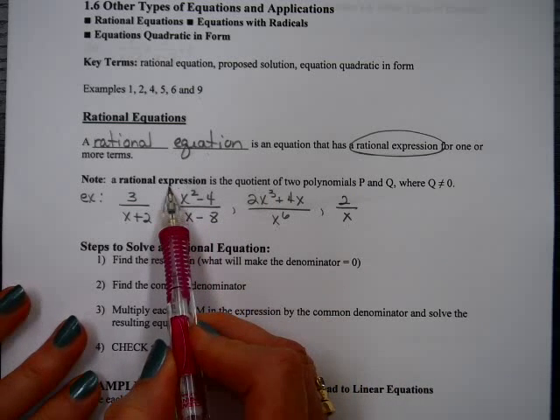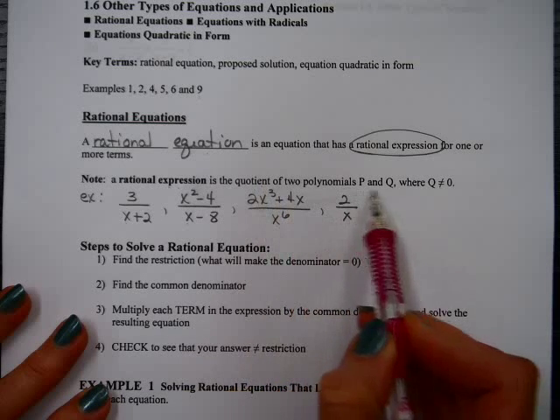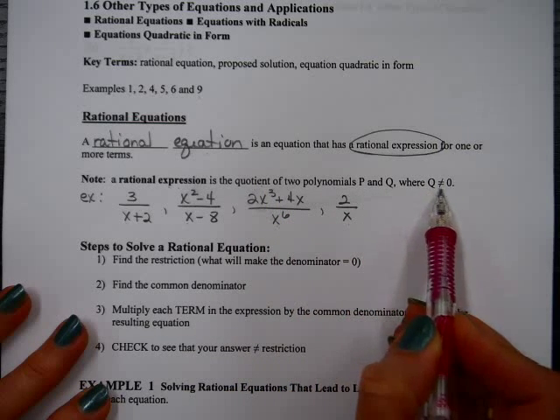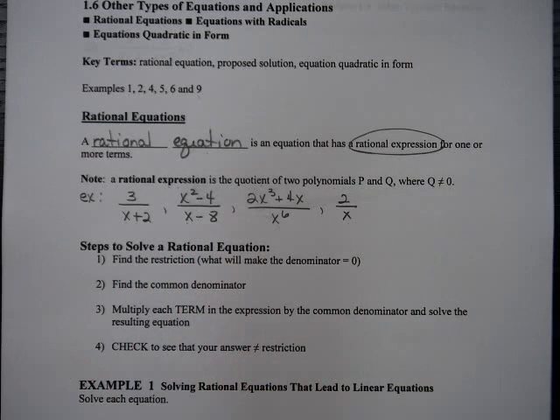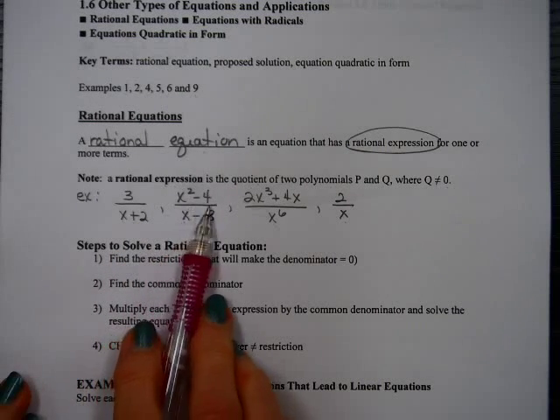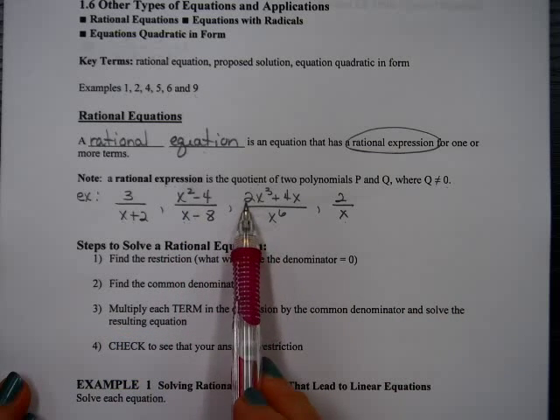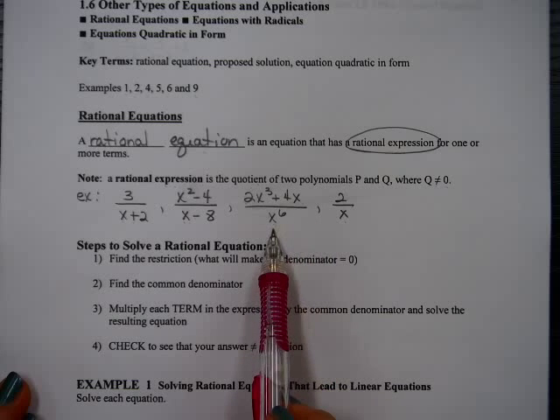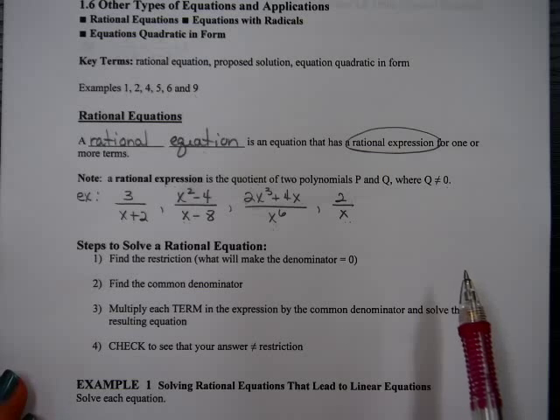Now, to remind you, a rational expression is the quotient of two polynomials, p and q, where q can't be equal to 0. Here are some examples of rational expressions. 3 over x plus 2, x squared minus 4 over x minus 8, 2x to the third plus 4x over x to the sixth, 2 over x. These are just examples of rational expressions.